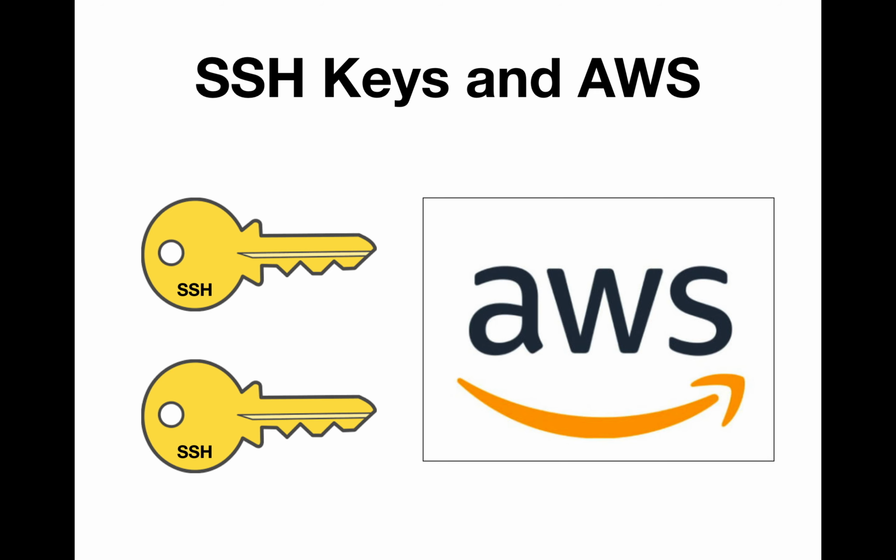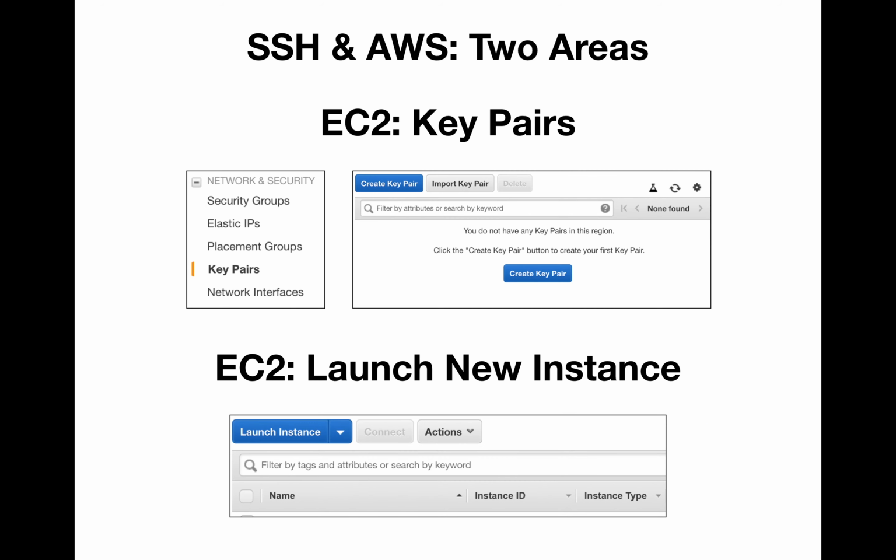So now we can talk about SSH keys and how they relate to AWS. And this is where things can kind of get a little bit confusing with terminology. So there are two areas in AWS where we run into keys. There's the EC2 key pairs section, and when we launch a new EC2 instance, we can encounter keys. So let's look at both of these instances.